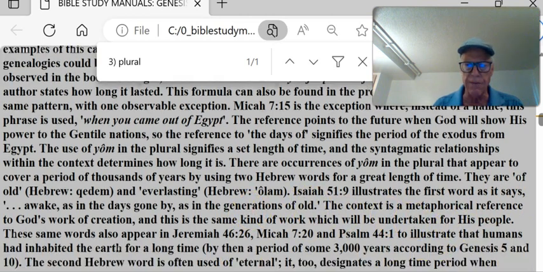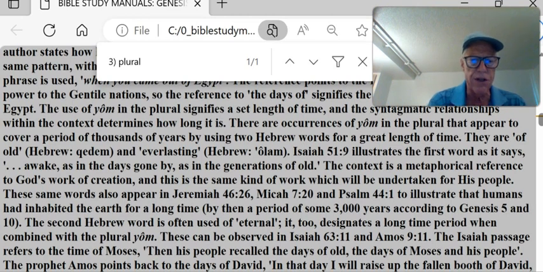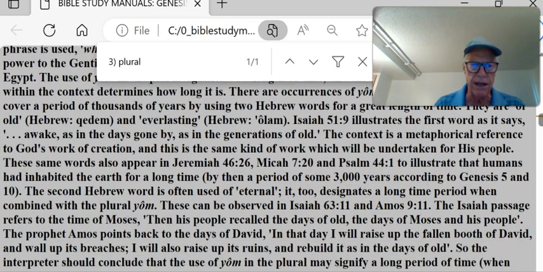Isaiah 51:9 illustrates the first word as it says, awake, as in the days gone by, as in the days, generations of old. The context is a metaphorical reference to God's work of creation, and this is the same kind of work which will be undertaken for his people. These same words also appear in Jeremiah, Micah, Psalm, to illustrate that humans had inhabited the earth for a long time, by then a period of some 3,000 years, according to Genesis 5 and 10.